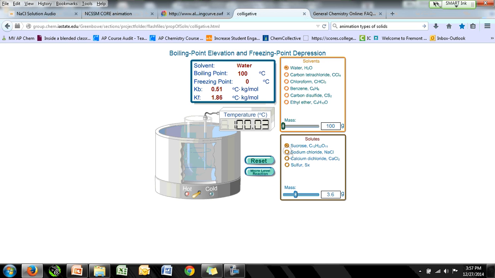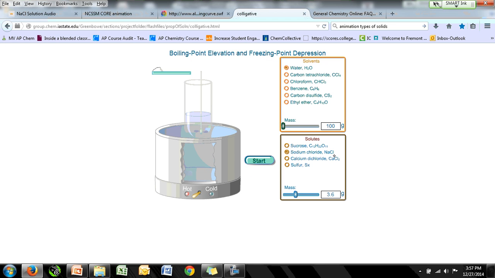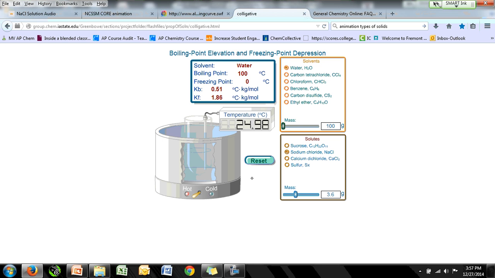Now let's try this with sodium chloride, whose Van 't Hoff factor is double. For the same amount of sodium chloride, let's see what it increases the boiling point to. So for the same amount of sodium chloride as compared to sucrose, you can see this much larger change in the boiling point, or greater boiling point elevation. That's because the Van 't Hoff factor for sodium chloride is 2. So that was boiling point elevation.